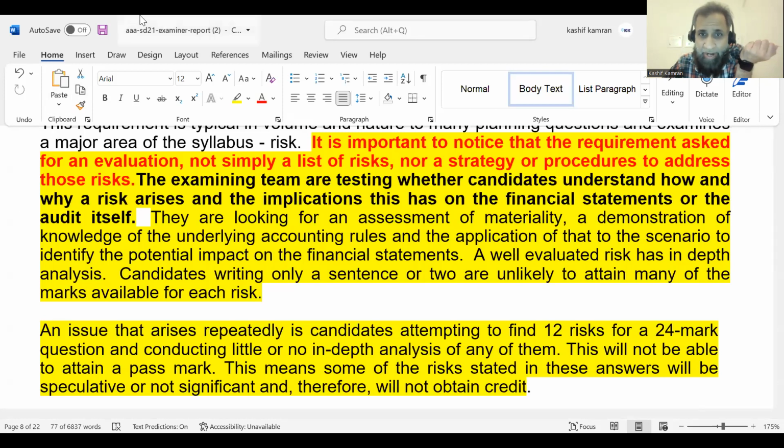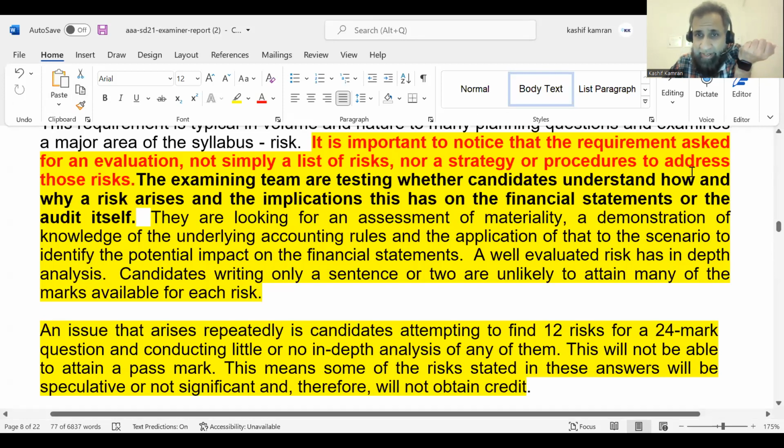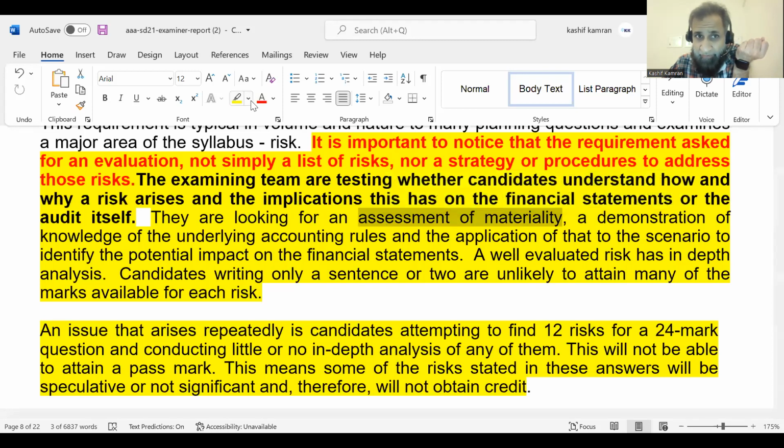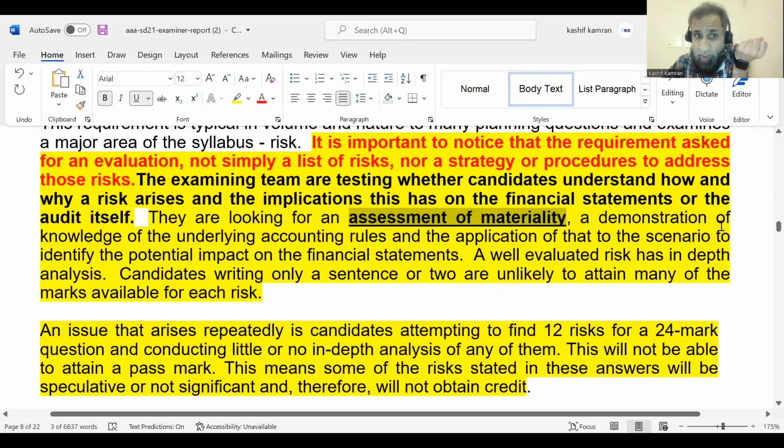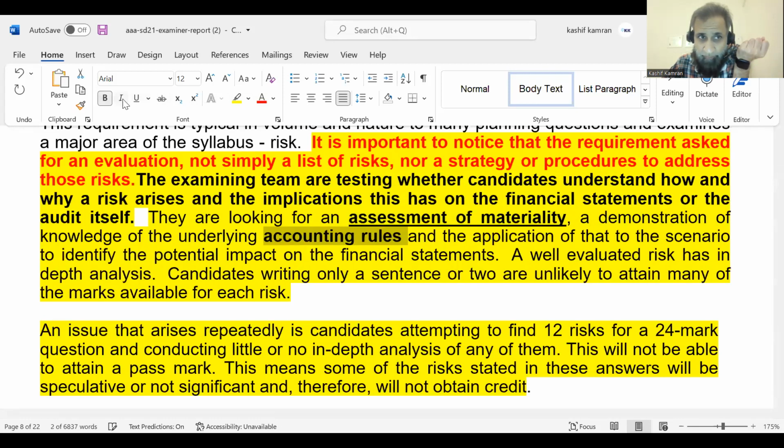The examining team are testing whether the candidates understand how and why a risk arises and the implication this has on the financial statements. What will be understated and what will be overstated? Implication on the financial statements. They are looking for an assessment of materiality. So have we assessed the materiality when we were writing the answer, where possible? Yes. A demonstration of the accounting rule. Have we demonstrated the accounting rule where possible when we were writing the answer, all of you?